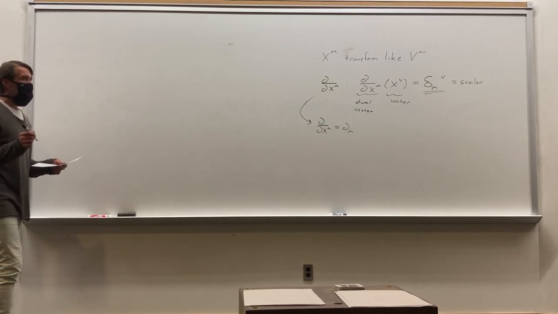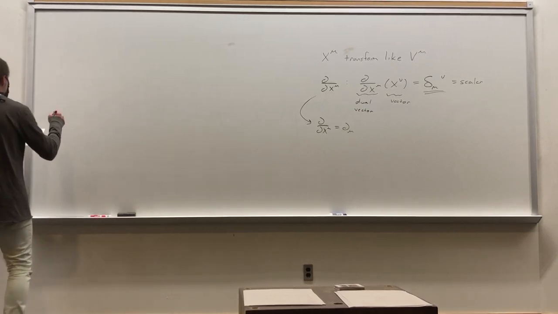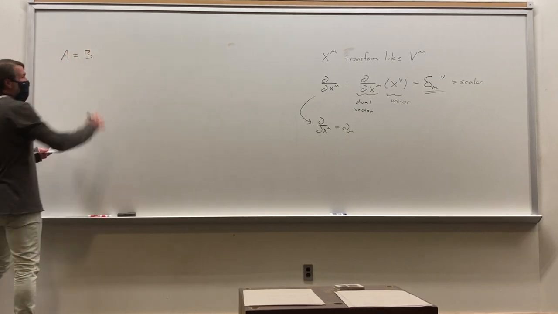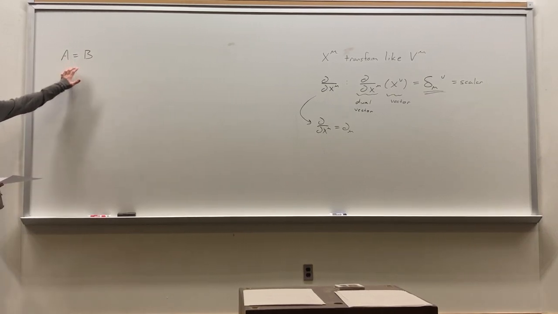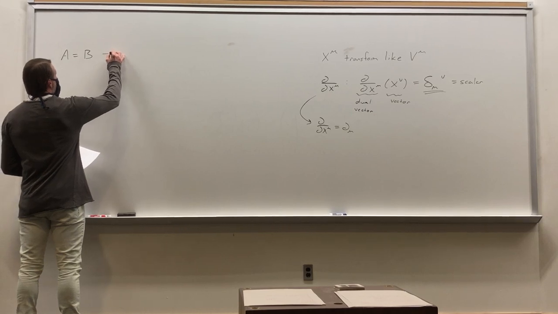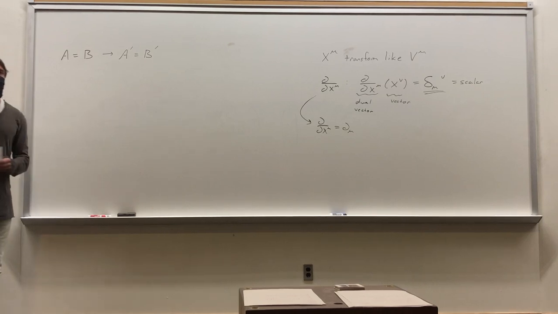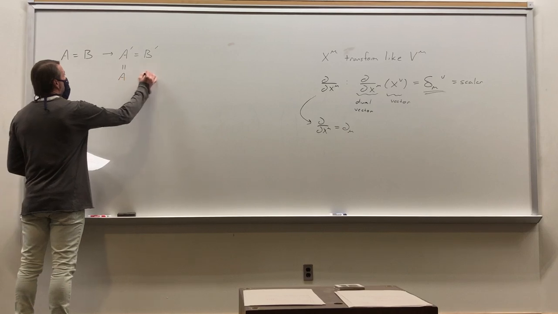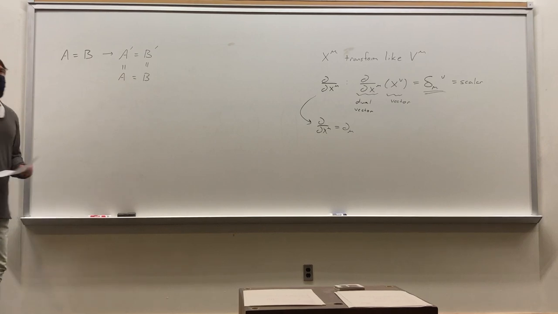Now, how can we see if a tensor equation is invariant? And what I mean by that is as follows. First of all, if my equation is in terms of scalars, then the invariance of this equation is obvious. Because if I transform everything in this equation, I get A prime equals B prime, but these are scalars, so this is equal to A, this is equal to B, they're equal to each other. Well, that's the same first equation that I wrote. So the scalar case is trivial.